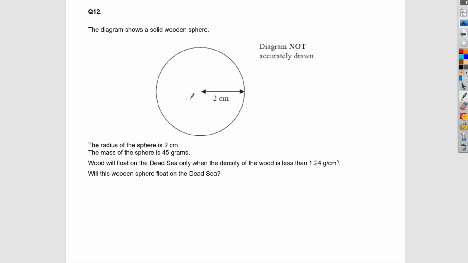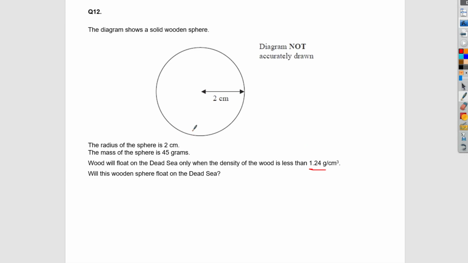Let's just have a quick read of this and see how we go about it. The diagram shows a solid wooden sphere. The radius of the sphere is 2 centimeters. The mass of the sphere is 45 grams. Wood will float on Dead Sea only when the density of the wood is less than 1.24 grams per centimeter cubed. Will this wooden sphere float on Dead Sea?